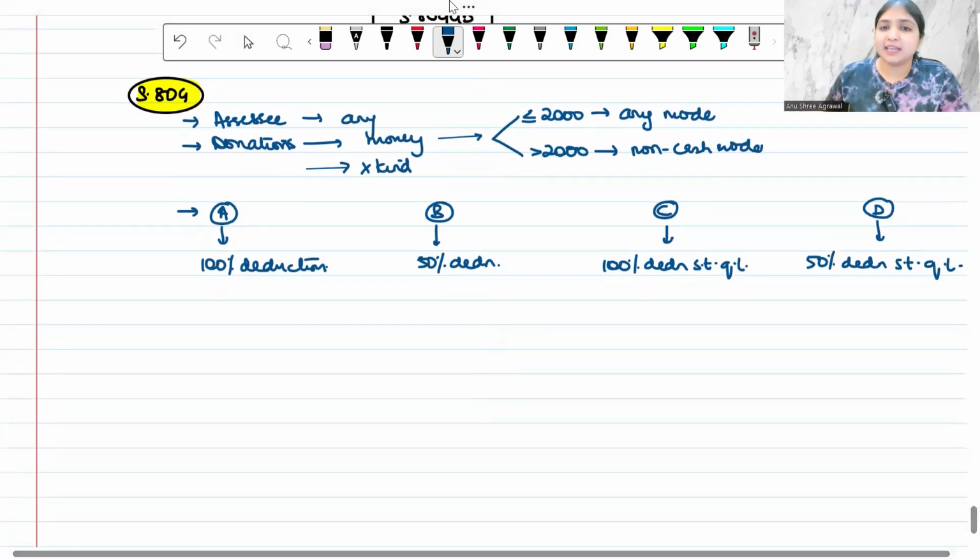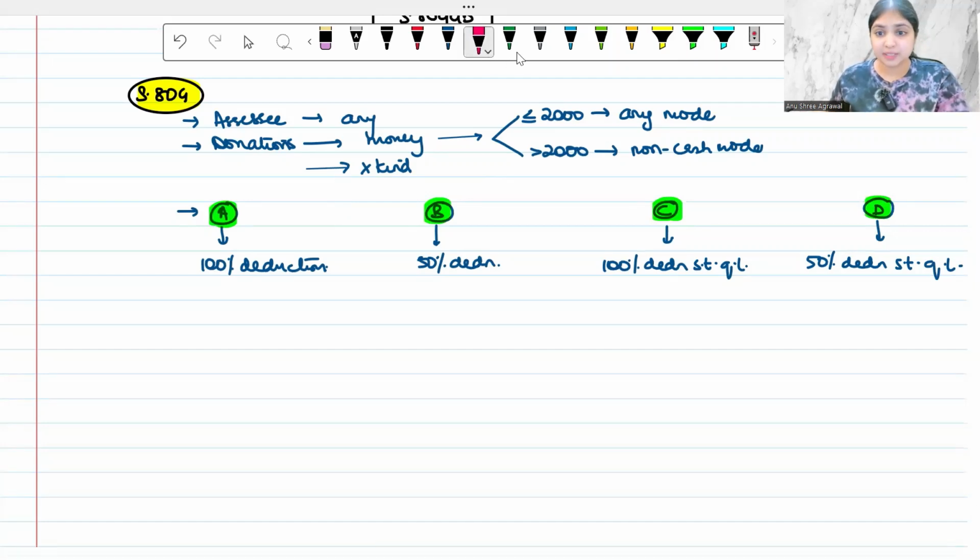So under 80G, we have 4 categories of donations, category A, B, C, and D. In category A, you get 100% deduction. Category B, you will get 50% deduction. Category C, 100% but subject to one qualifying limit. And category D, 50% again subject to one qualifying limit. Now let's go a little deeper.